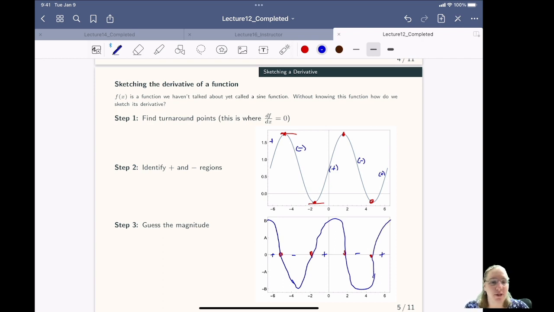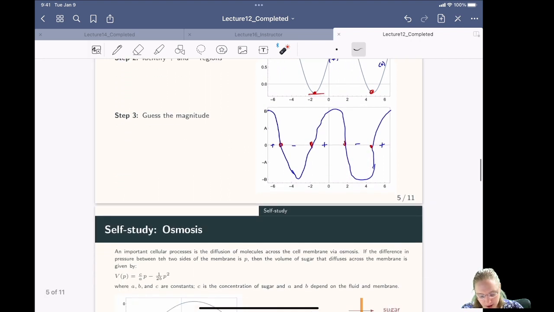As you note, these are very vague plots, but they give you a general sense of what the derivative looks like. Now, I didn't do a very good job here. This wouldn't pass the vertical line test, so this isn't actually a function, so it should be much more like that. All right, so that's how you sketch a derivative.